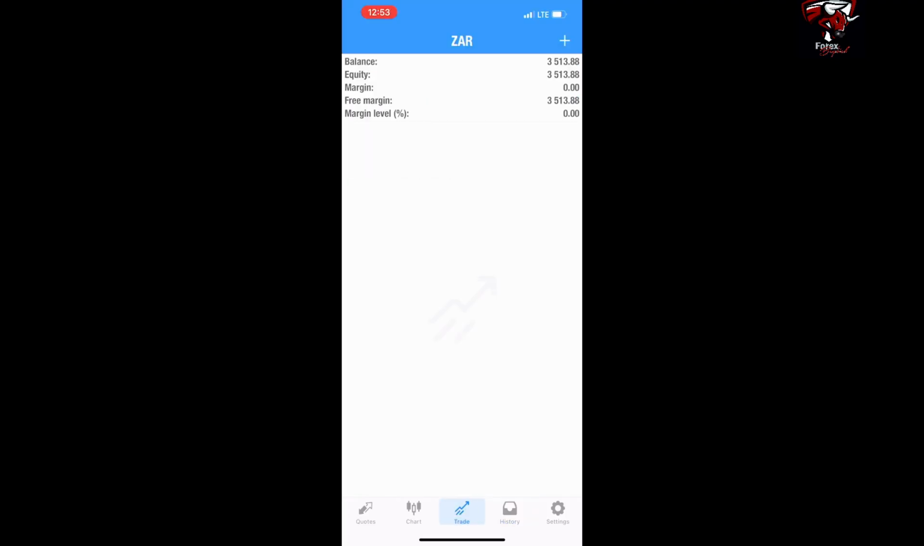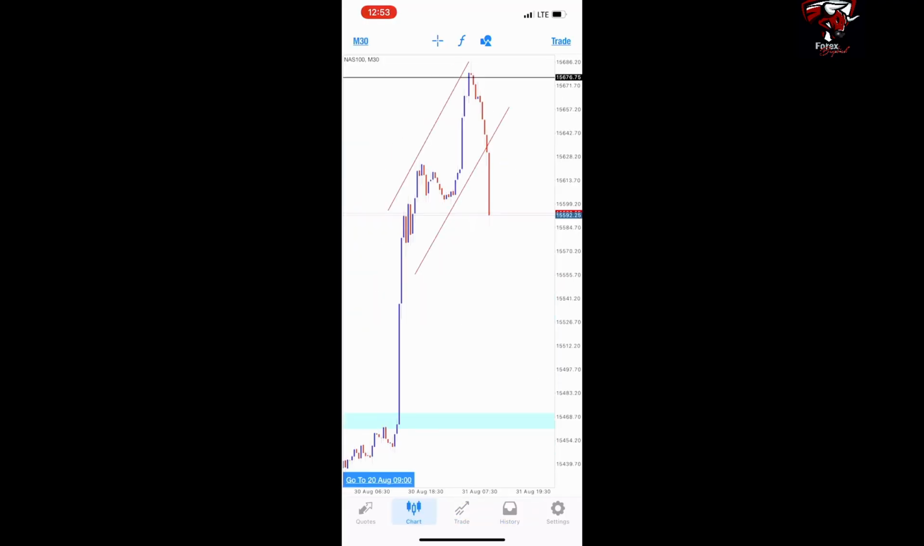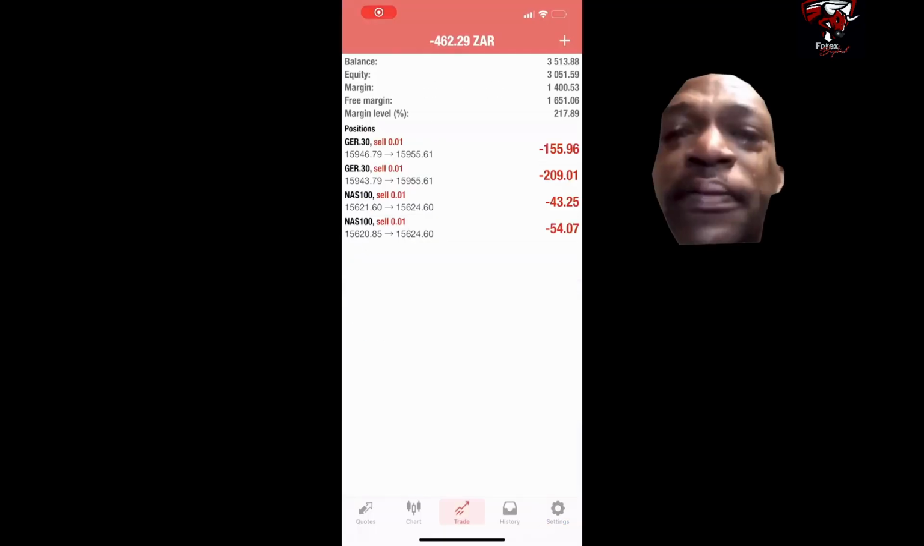Wow guys, beautiful trade. Let's check the analysis one more time. Still looks like a sell, but we are down for today, guys. Let's continue tomorrow. And we're back again, guys. We are currently in losses.